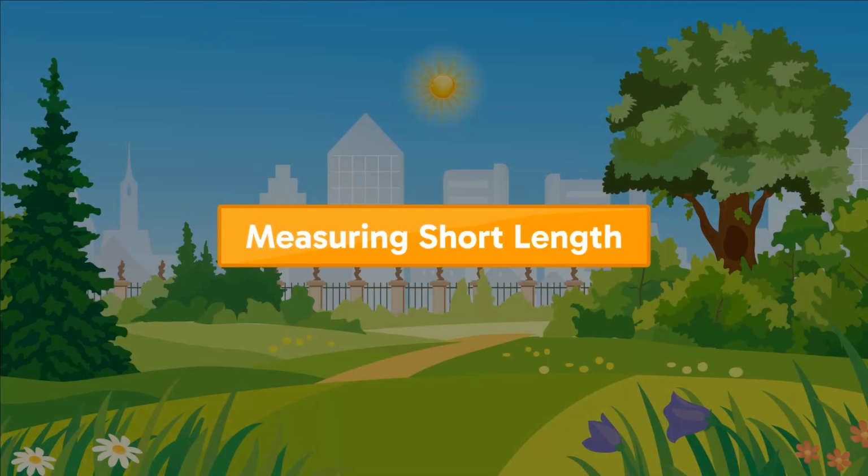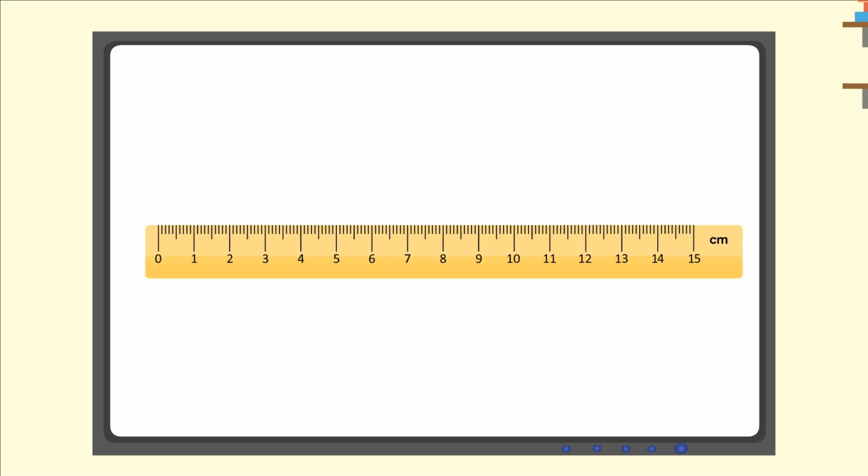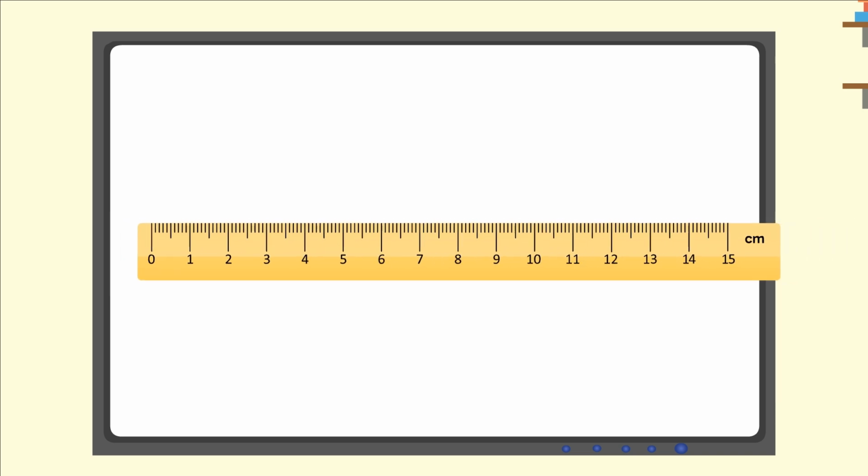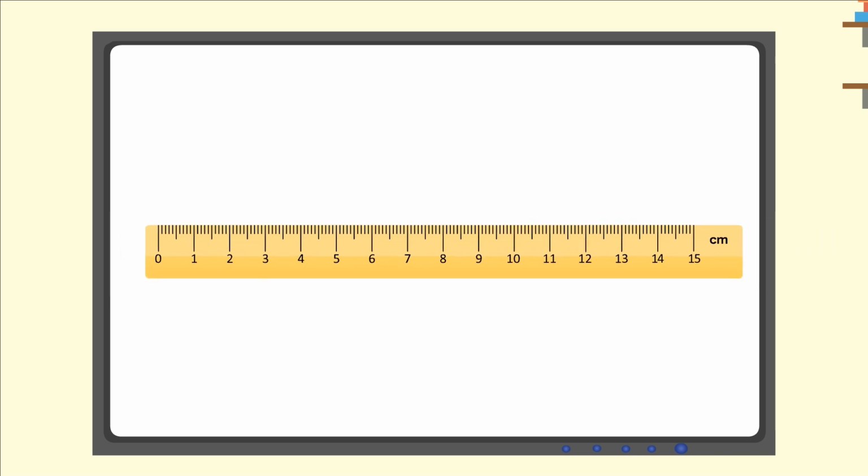Measuring short length. We use a scale to measure the length of an object. The scale has two types of marks, long marks and short marks. The long marks on the scale are 1 centimeter apart. Each centimeter is divided into 10 small equal parts called millimeters, written as mm.